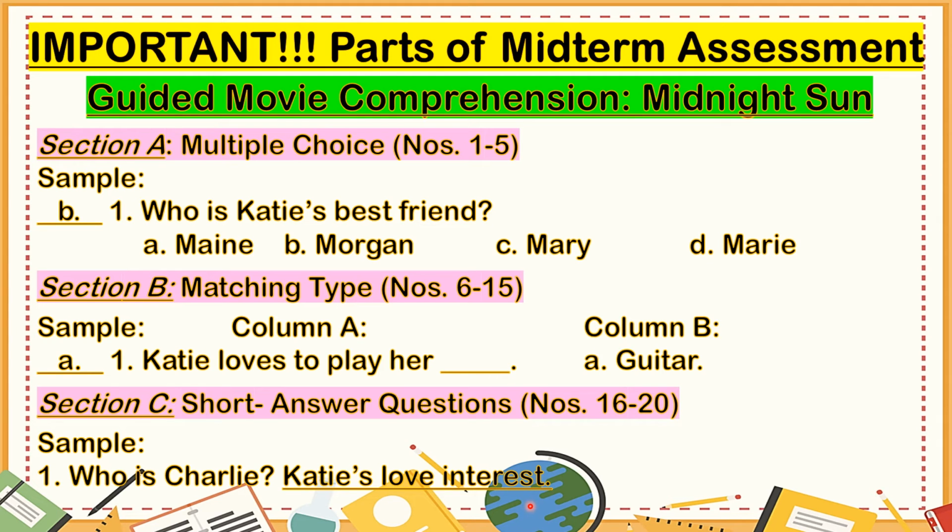Now class, for section A and B, always remember that you only have to write the letter of your answer. For section C, you only have to write the short answer. Let's proceed to the second part.